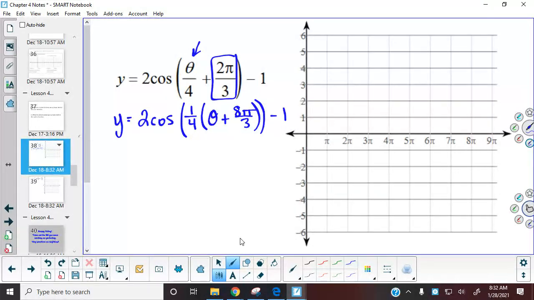Now, one of the things that I would recommend is just take a second and distribute this back in to make sure that you do get what's in the parentheses, okay? Which you do. I already checked it out. We are good. And so we can go ahead now and plot this.